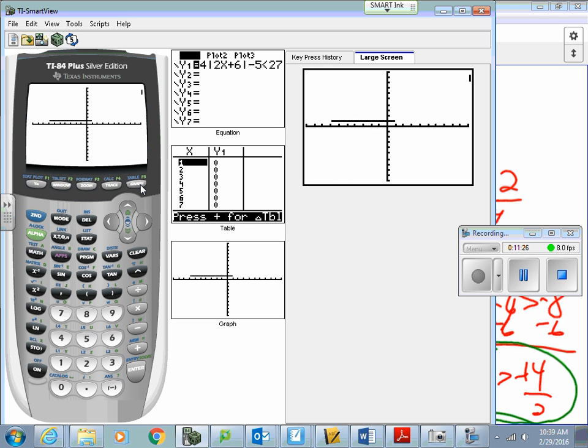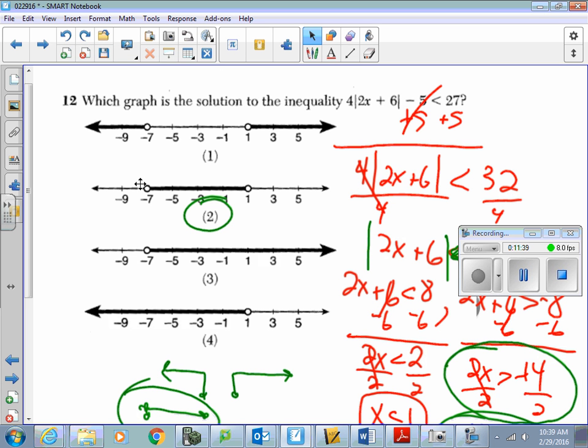Now the graph is going to actually, when I hit graph, it's going to show me a number line. So it's testing out what values make that true. And as you can see, it's from -7 all the way up to 1. Those are the values that make it true. All right, and that is our answer.